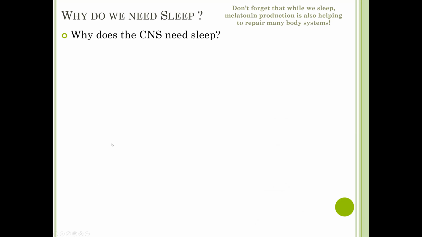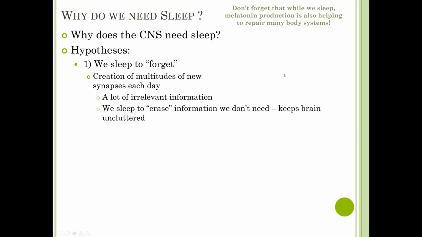So why do we need sleep? What I'm about to talk about is what takes place in the central nervous system. But remember, we also talked in an earlier chapter about how melatonin production can also repair many of your body systems while you're sleeping. So that's another benefit. But why does the CNS need sleep? There are three main hypotheses, and the final answer is that it's probably a combination of all three.